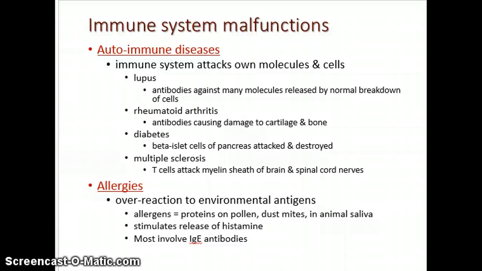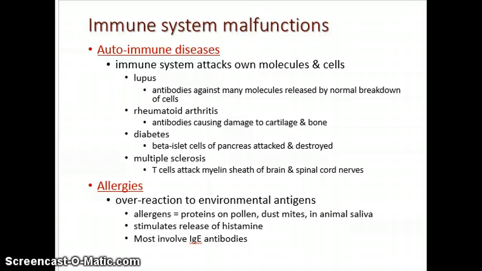So we saw already how with our blood types that can occur. It's not that we are necessarily attacking our own cells when we get a blood transfusion, but we are attacking cells that are supposed to be helping us. But there are times when our immune system actually attacks cells that are part of us.